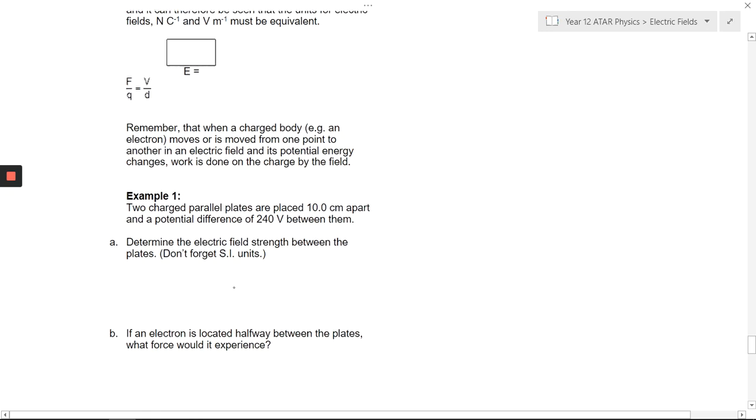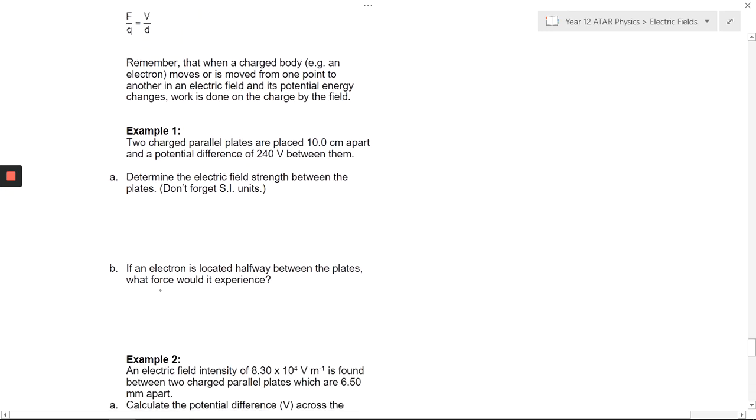Alrighty. So there are two charged parallel plates placed 10 centimeters apart, and there's a potential difference of 240 volts between them. The first question says, what's the electric field strength? We know that the electric field strength is the potential difference divided by the distance between them. By the way, you should probably pause the video beforehand and work it out yourself, and then check your answers with me.